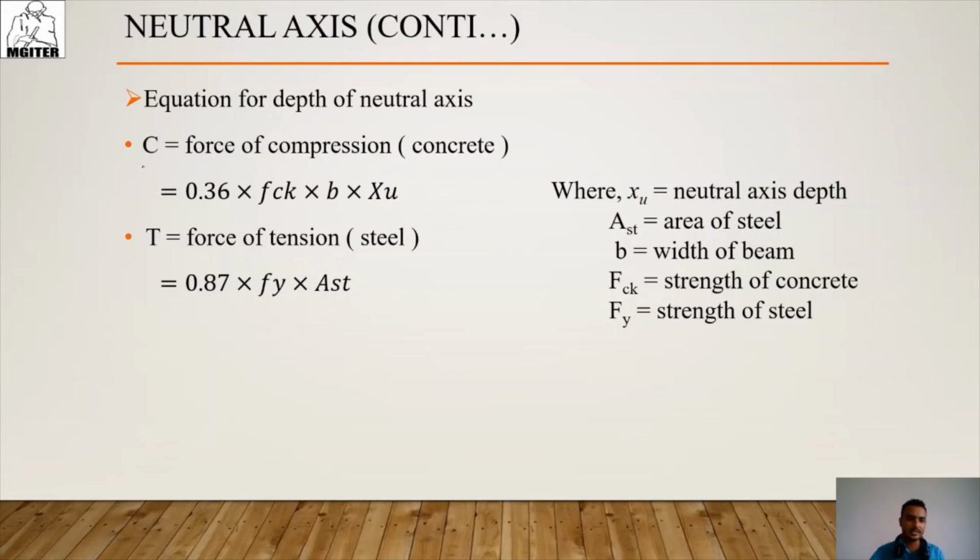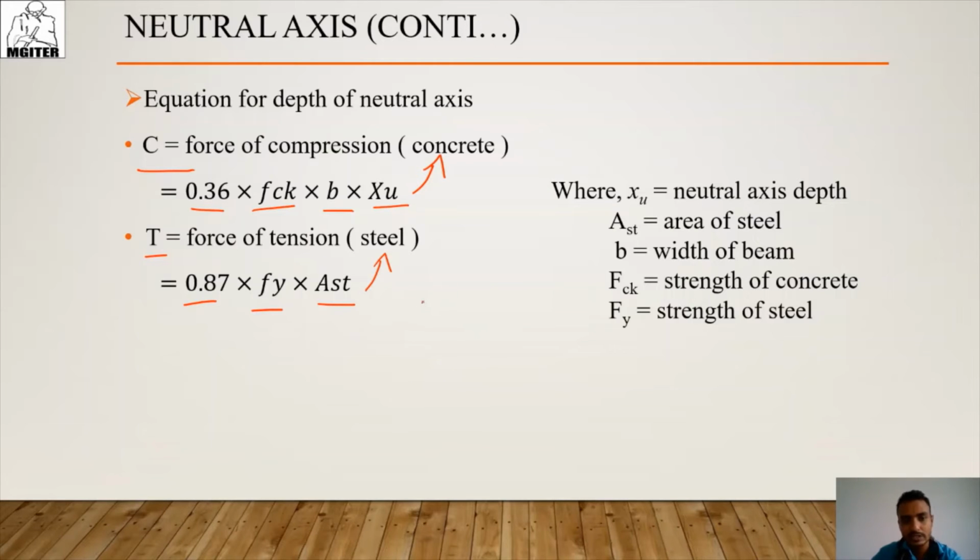Here is the equation for compression, 0.36 fck b xu, and for tension, 0.87 fy Ast. You have to remember both equations, or write them down in your notebook. These two equations are very important for the design and analysis of the structure. One more point: the compression force is carried only by concrete and the tension force only by steel.